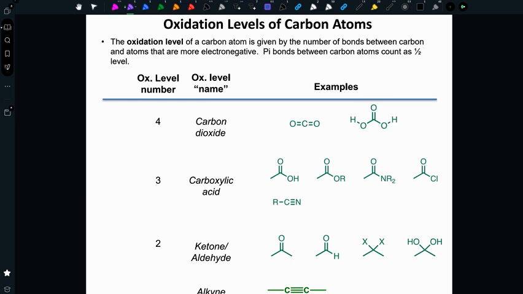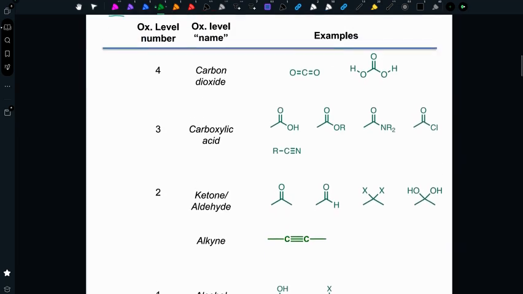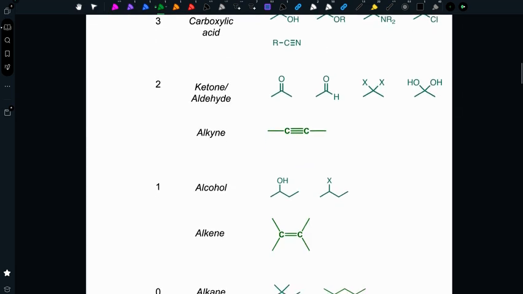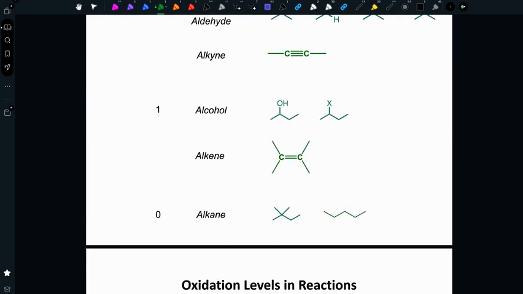One little quirk. So we start by counting the number of bonds between carbon and atoms that are more electronegative. Sometimes we have pi bonds between carbon atoms. Those we're going to count as half a level for each of the carbons. Okay, so let me look at some examples. The lowest oxidation level would be alkanes. Alkanes are just carbon and hydrogen. There are no more electronegative atoms there, so there's nothing to make those carbon atoms oxidized.